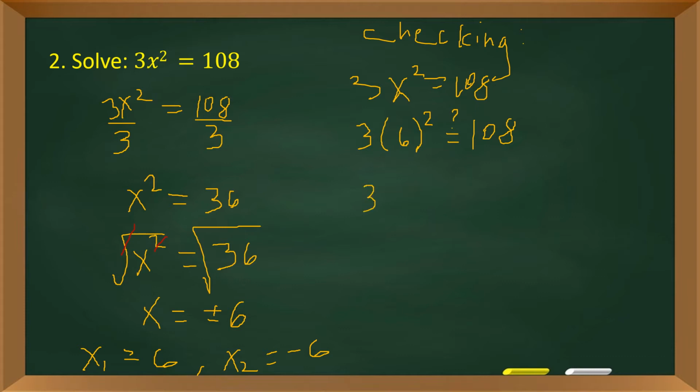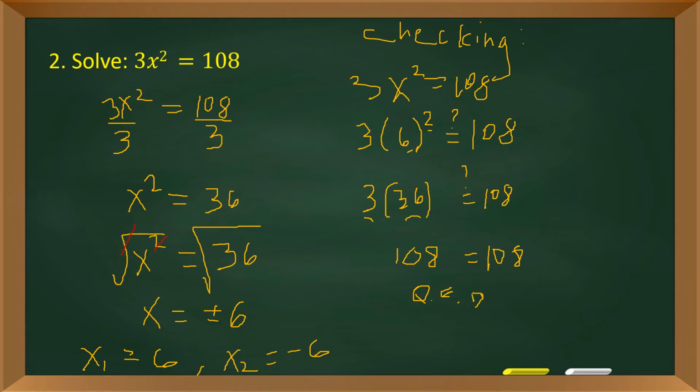So 3 times ang 6 squared is 36, which is equal to 108. So question mark pa rin. But 3 times 36, doing the multiplication, that is really 108, which is equal to 108. So we have proven that 6 is one of the solutions. So QED natin.